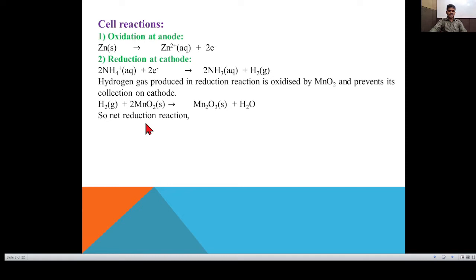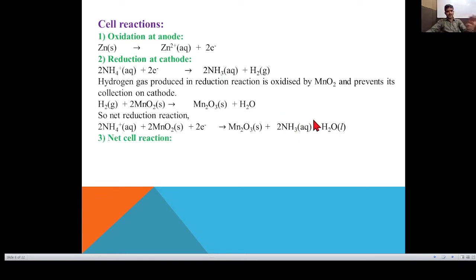So the net cell reduction reaction, in which the hydrogen is cancelled out. What is the reaction? 2 NH4+ plus 2 MnO2 plus 2 electrons gives Mn2O3 plus 2 NH3 plus H2O. Okay, so this is the net reduction reaction.